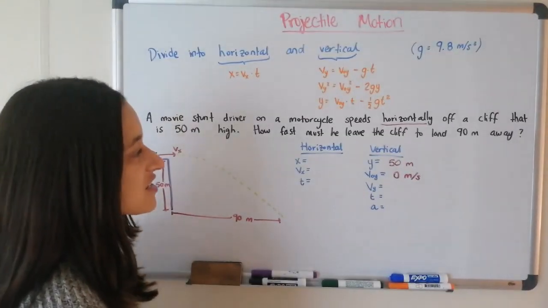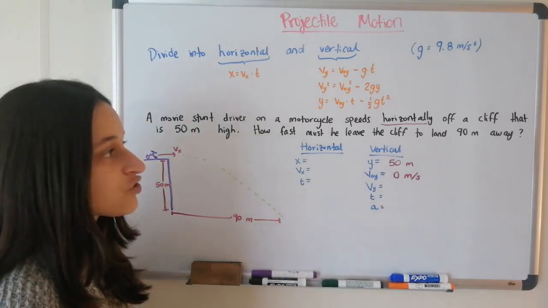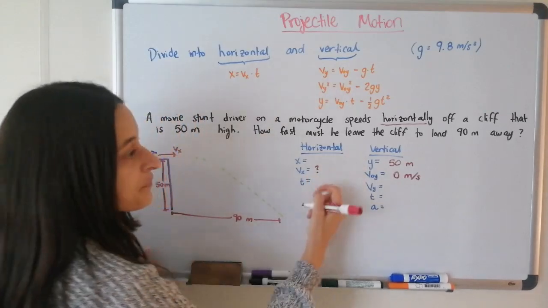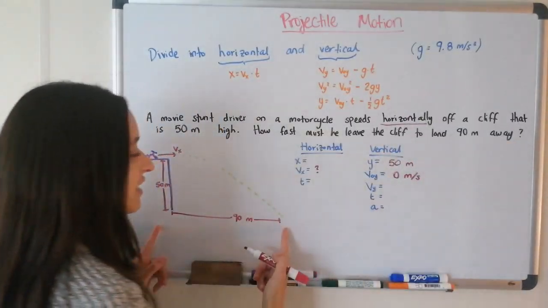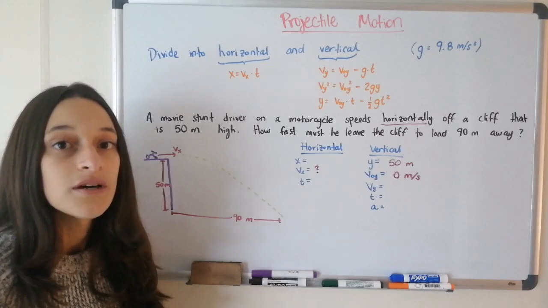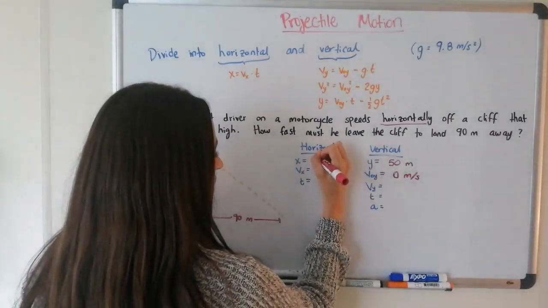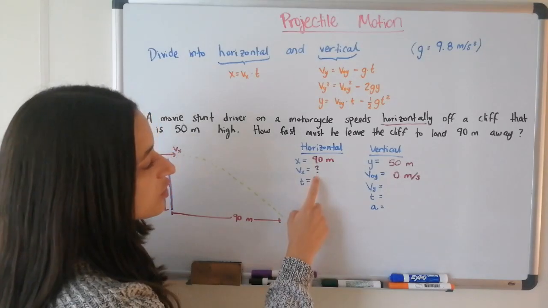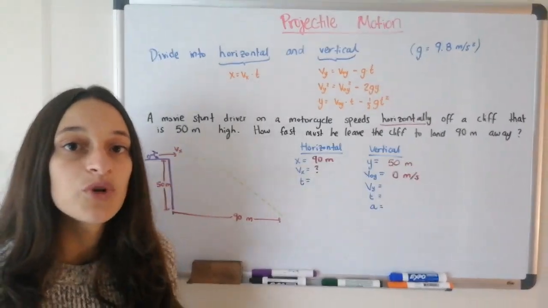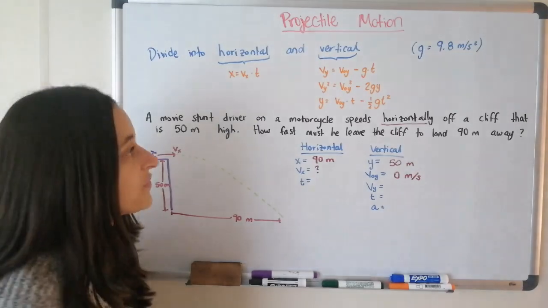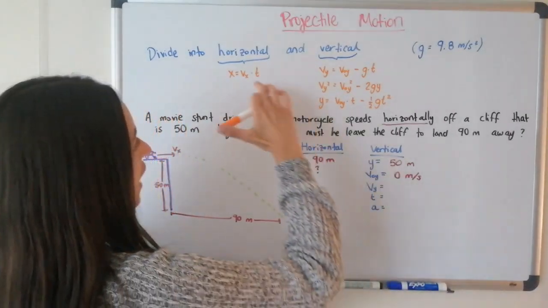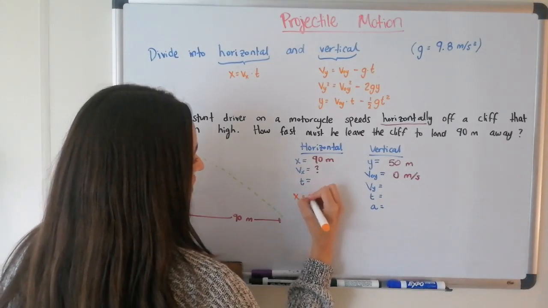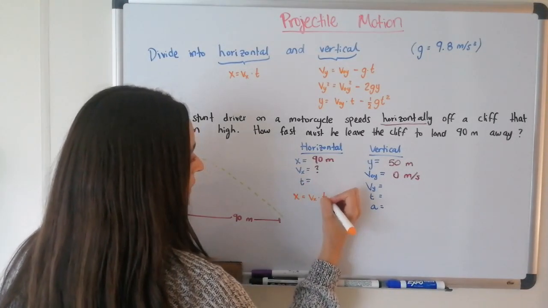Then it says, how fast must he leave the cliff? So we're looking for the Vx, the horizontal velocity, to land 90 meters away. And 90 was the horizontal displacement. So we can put that here in horizontal displacement. So because we're looking for something in horizontal, we're going to need to use a horizontal equation. So the only horizontal equation that we have is x equals vxt. So this is the one that we need first.